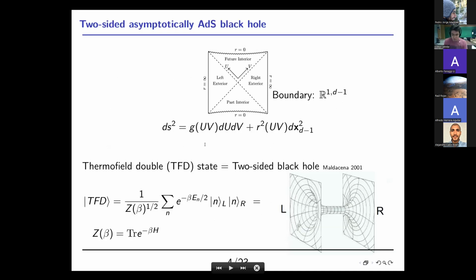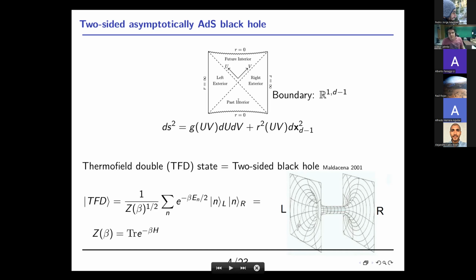We are going to be working with asymptotically AdS two-sided black holes. The corresponding Penrose diagram is shown here. This geometry has two asymptotic boundaries in which the boundary theory lives. We have a boundary theory that lives on the left, a copy that lives on the right asymptotic boundary, and the geometry on the left and on the right is connected by a wormhole. We know from AdS/CFT that this geometry is dual to a thermofield double state, which you construct by entangling the two asymptotic boundaries.